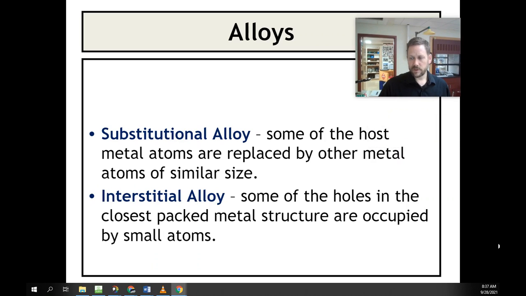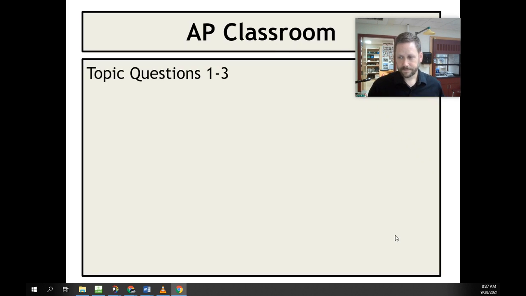So this slide just formally defines substitutional alloys and interstitial alloys. In a substitutional alloy, the host metal atoms, whichever is the one that has a higher percent composition in the alloy, are simply replaced by other metal atoms of similar size, whereas in an interstitial alloy, it's essentially the holes in between the closest packed metal ions that are occupied by smaller atoms like carbon.